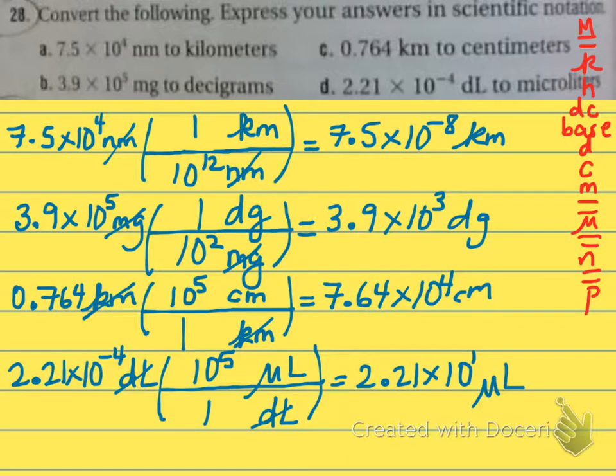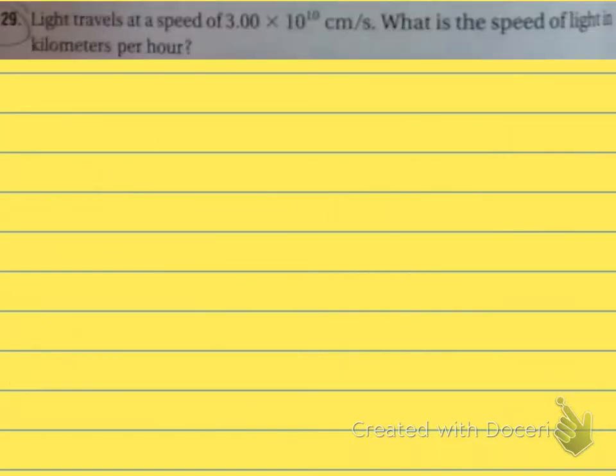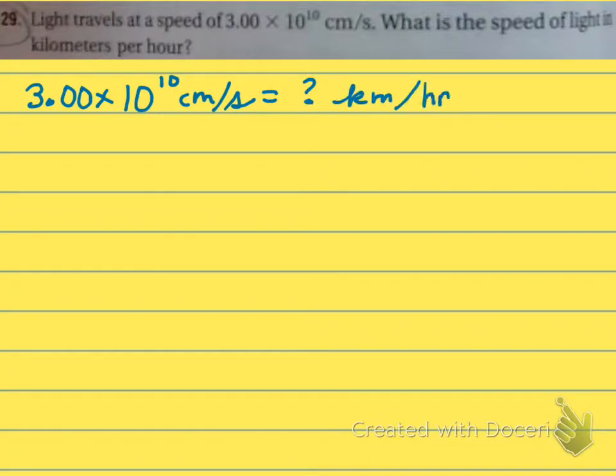So there's number 28. So the last question says, light travels at a speed of 3.00 times 10 to the 10th centimeters per second. What is the speed of light in kilometers per hour? So this is asking us to take 3.00 times 10 to the 10th centimeters per second and change it into kilometers per hour.